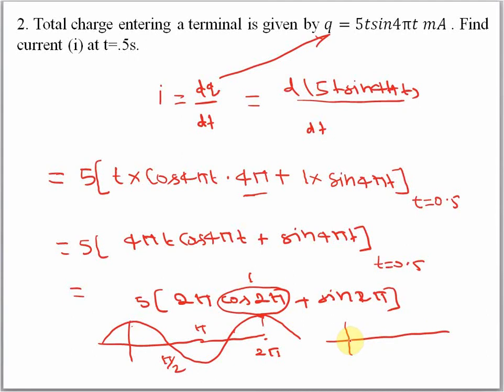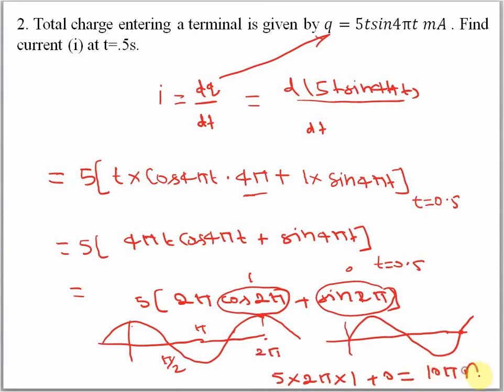and let's see the value of the sinusoidal function. Then it would be here pi and here 2 pi. So sine 2 pi value is 0, so we can put 0 here. So we have the value 5 into 2 pi multiplied by 1 plus 0, so we have equals 10 pi. It is our answer.